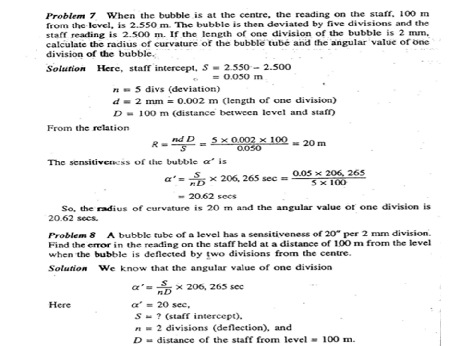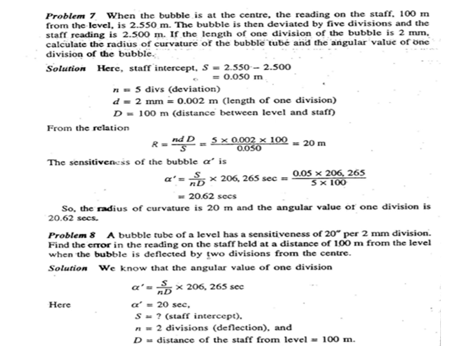In order to solve this problem, first of all we calculate the staff intercept. Staff intercept is calculated as the difference between the two staff readings, that is 2.550 minus 2.5, that is 0.05. The bubble deviation has been given, that is N equals 5 divisions, and the length of one division is 2 mm, that is 2 divided by 1000, that is 0.002 meter.